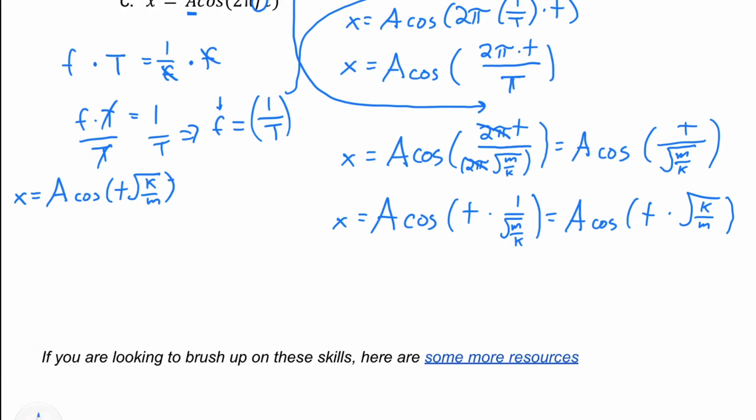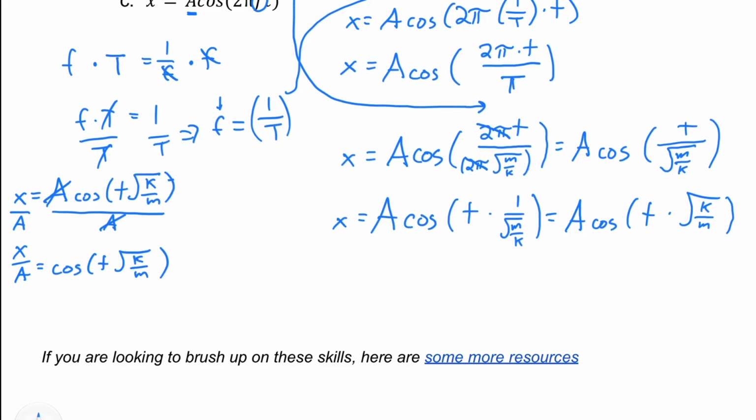So what we're first going to do is get rid of everything outside the cosine. Let's divide by a on the right side, and whatever we do on the right side, we're going to do on the left side. That will leave us with x over a equals, the a's cancel out on the right side, cosine of t times the square root of k over m.